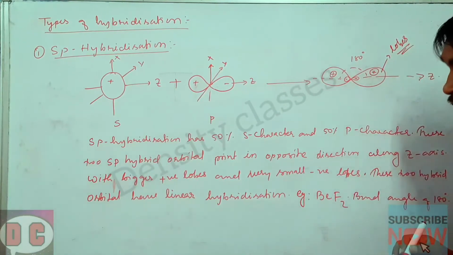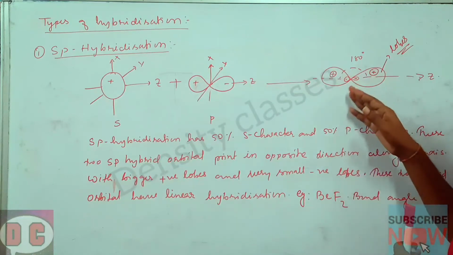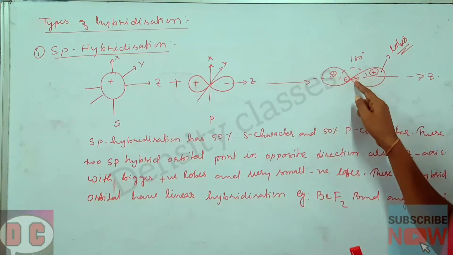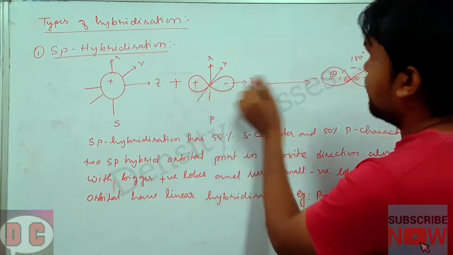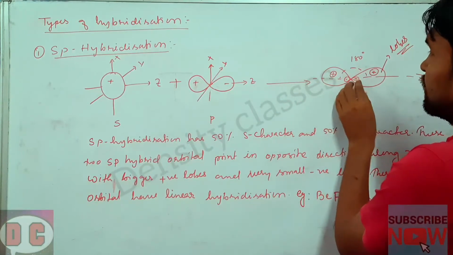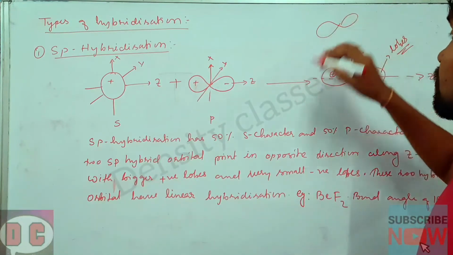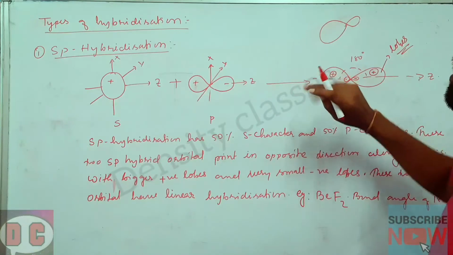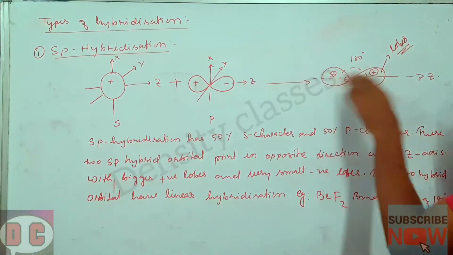This is the positive lobe, this is the negative lobe. After the hybridization, you will see that the lobes are no longer equal in size. The positive lobe will be bigger, and the negative lobe will be smaller. This lobe is also hybridized, so the hybridized orbital will be bigger and the other lobe will be smaller. Before hybridization, both lobes are the same in size, but after hybridization, one lobe is bigger and the other is smaller. That shows that both the lobes are hybridized.